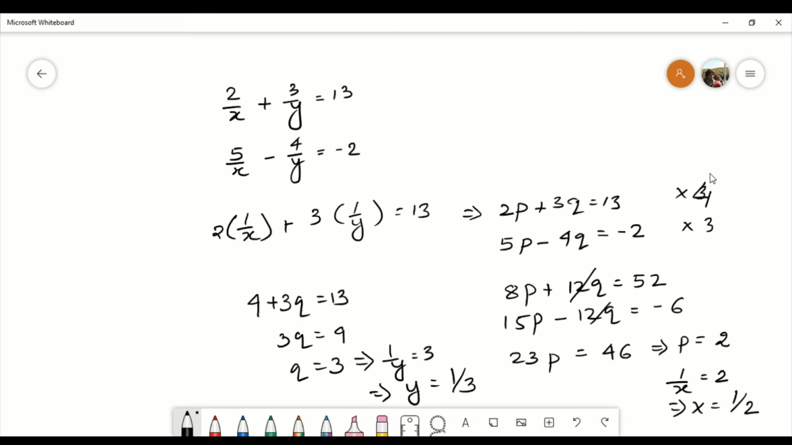So my solution for this problem is x is 1 by 2 and y is 1 by 3, right? So this is not very straightforward. While looking at the equation, you would feel that this is not a straightforward linear equation. But with some analysis, you can convert it to a linear equation. Right? We can take another example.